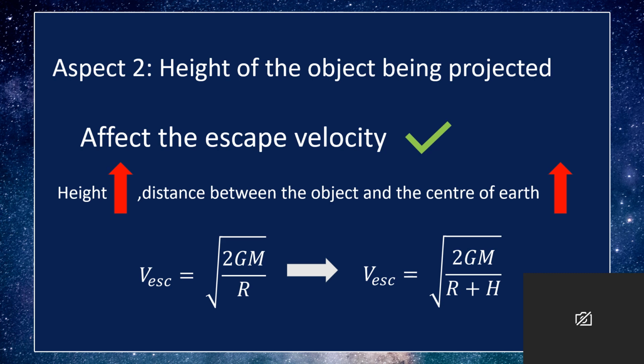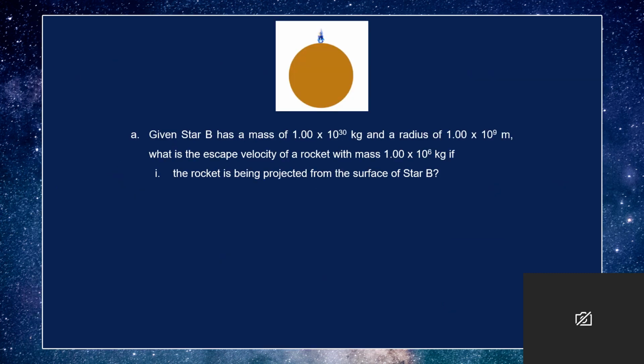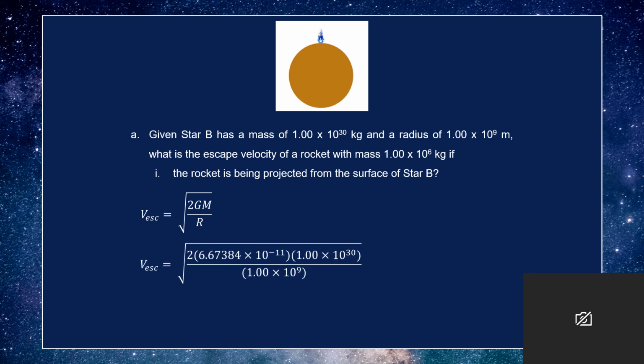For next one, we solve two problems. For question A, part 1, we just insert the values into our formula. We have to mention that this formula escape velocity is basically square root of 2 multiplied by G and M, where G is gravitational constant, M is the mass of the planet or satellite or a star, and radius is the radius from the middle point to the object being projected. So we just insert the values and obtain the result, which is 365.34 km per second.